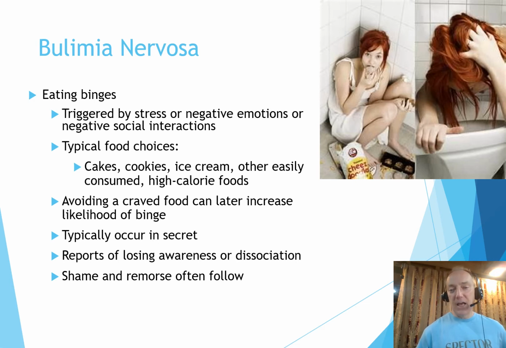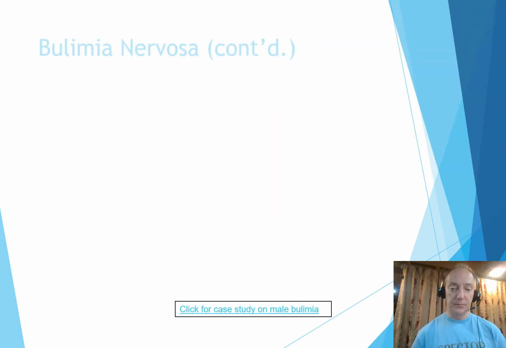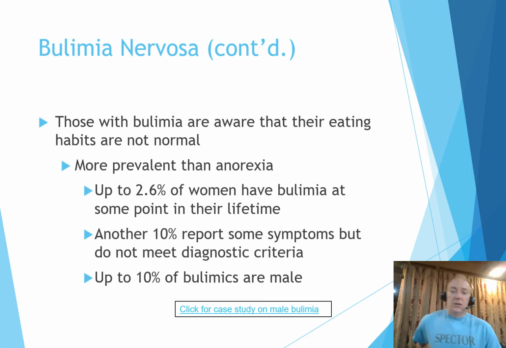People who have eating binges are not shoveling this food into their face in front of people. They are conducting it in secret. They often report just losing track of how much they're eating and of time, almost like a dissociative experience. And then when they're done, they just feel disgusted with themselves. They regret doing it. And then that extreme guilt or shame is what provokes the need to purge. Now, people who have bulimia nervosa recognize that this is not normal, but again, they don't seem able to stop themselves.